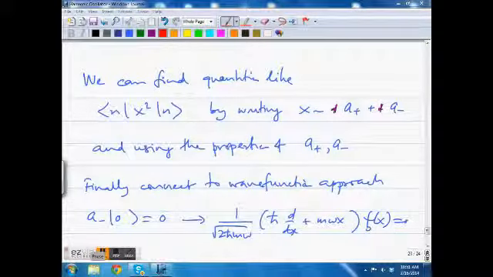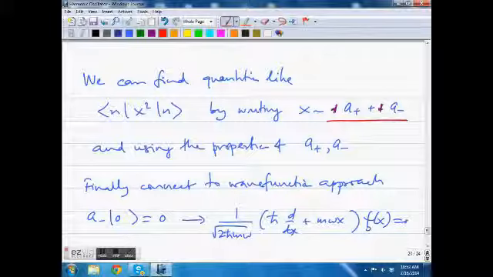The same technology can be used to find expectation values of any polynomials in x and p. So for example, if you want to find the expectation value of x squared in the eigenstate n, you'll start by writing the operator x as an appropriate linear combination of a plus and a minus. I'm not putting in all the messy factors. And then when you work out the square of x, that will have terms like a plus squared, a minus squared, a plus a minus, and a minus a plus.